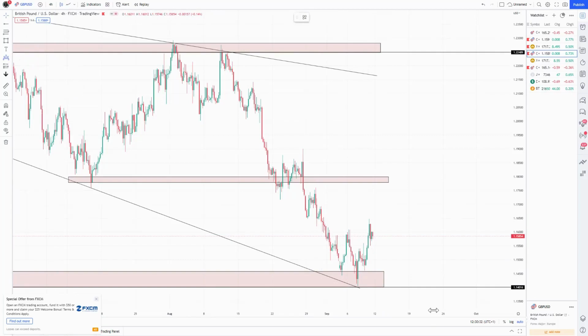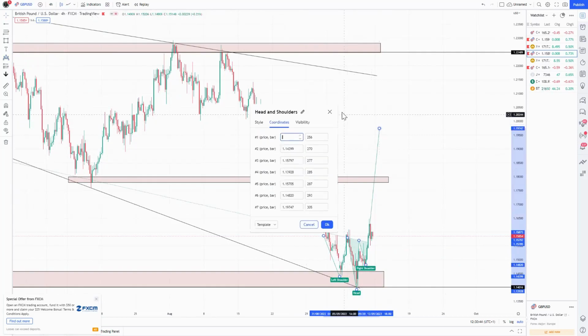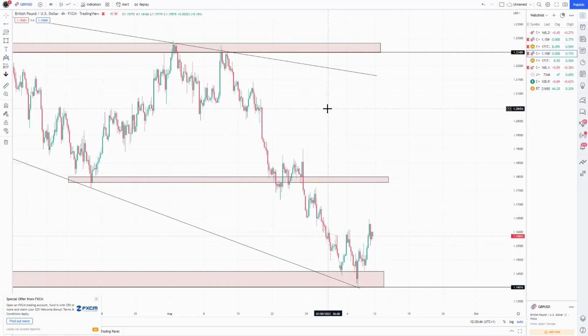We have something like an inverse head and shoulders. Can you see? This is the left shoulder, this is the head, and this is the right shoulder. So we expect a bullish move upward. And you know, an inverse head and shoulders is a bullish pattern. So yes.